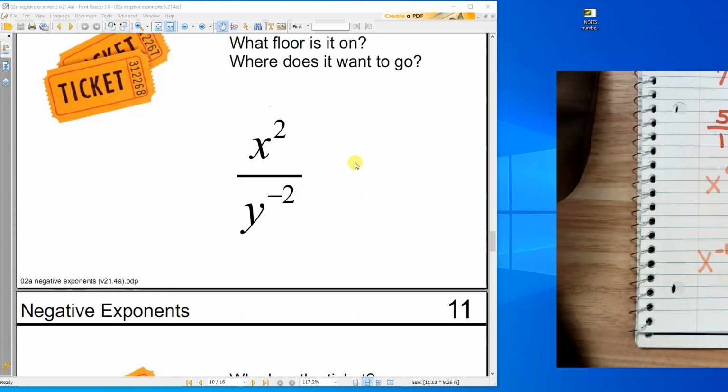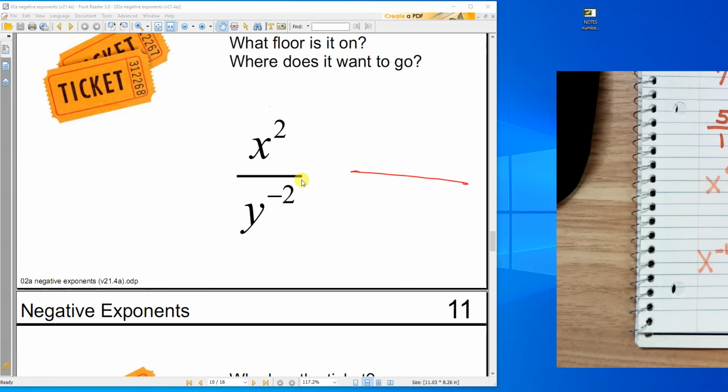I draw the 2-story building. The Y has a ticket, so it goes to the top. The X doesn't have a ticket, so it stays on the top. And I put a 1 in the denominator.